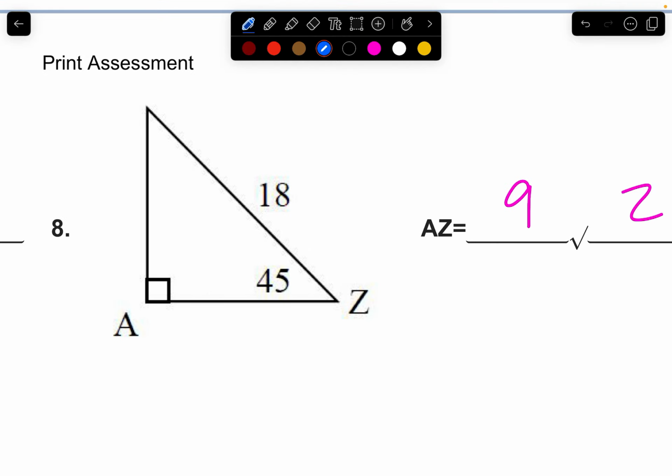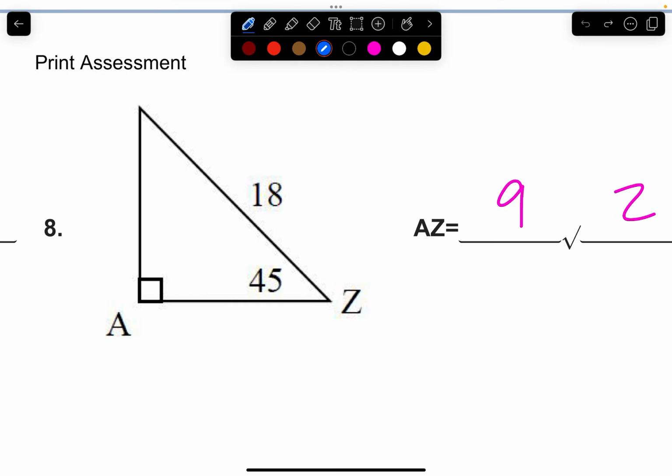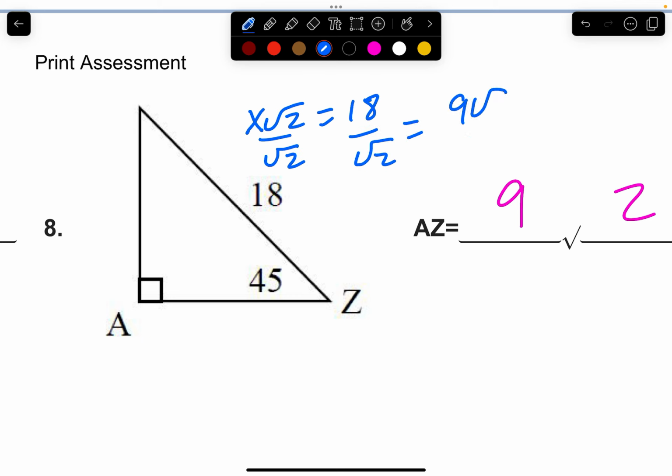45-45-90 rules. This is the hypotenuse. So something times root 2 equals 18. So we divide off the root 2. That would be 9 root 2 over 2.